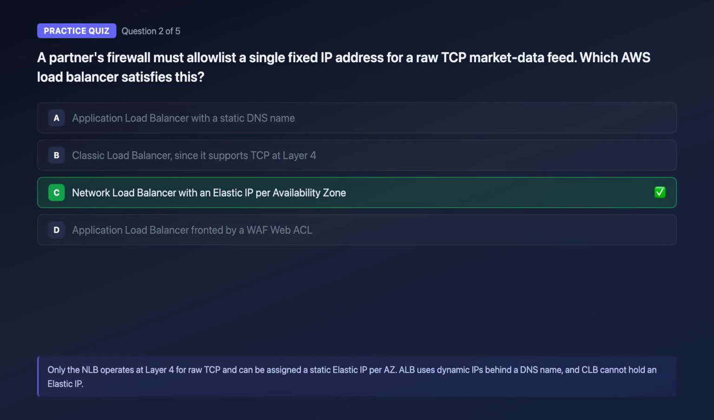The right call here is C. Only the network load balancer runs at layer 4 for raw TCP and can hold a static elastic IP per zone. The application load balancer sits behind dynamic IPs, and the classic load balancer handles TCP but can't be assigned an elastic IP, which is exactly why it's a distractor.